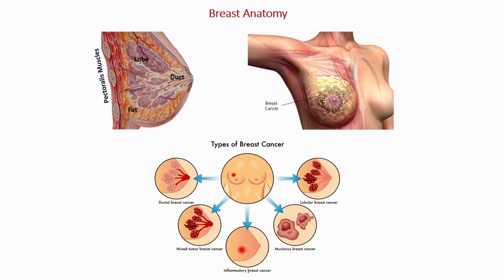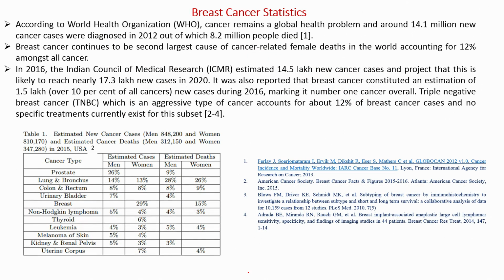Alright. So, let us go to the statistics. What do statistics say? According to WHO, cancer remains a global health problem. Around 14.1 million new cases were diagnosed in 2012, and 8.2 million died in 2016. So, breast cancer continues to be the second largest cause of cancer related death in females in the world, accounting for about 12% of all the cancer.